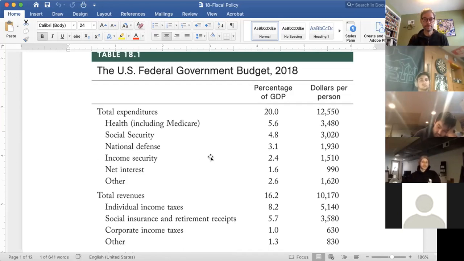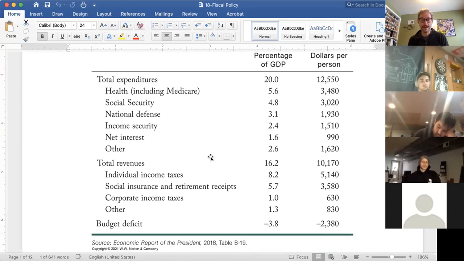Where does government revenue come from? Well, income taxes are the vast majority of it. Then social insurance taxes. So this is your Social Security tax that you pay on your paycheck. Corporate income taxes are actually a relatively small portion of government revenue.